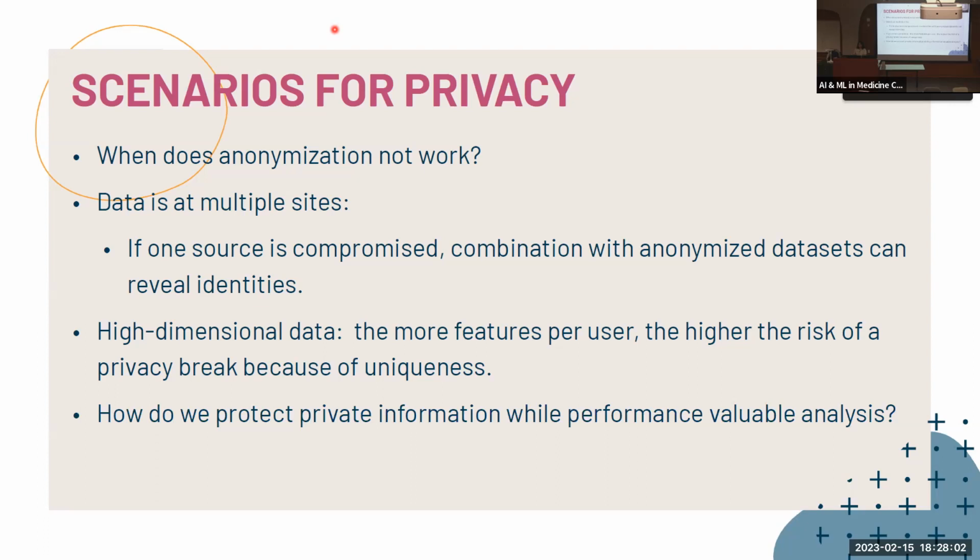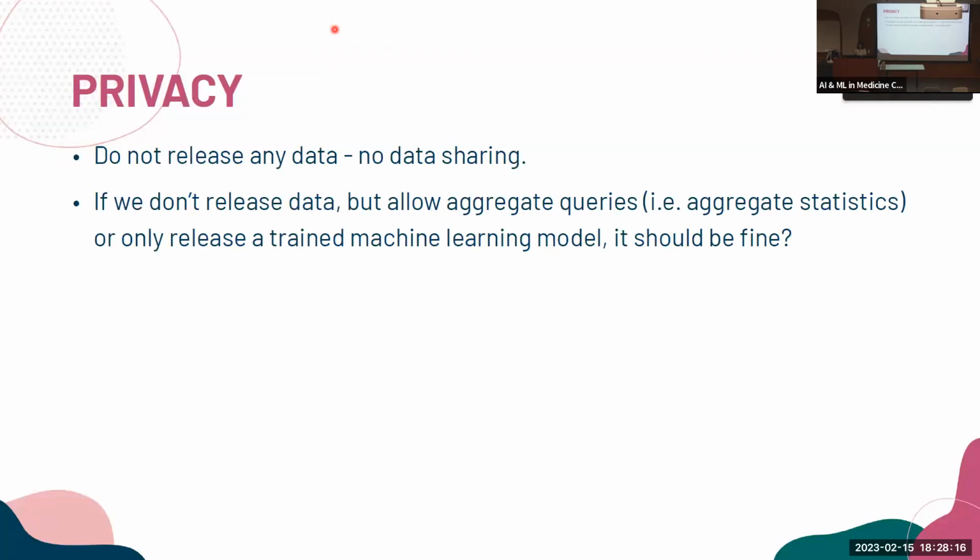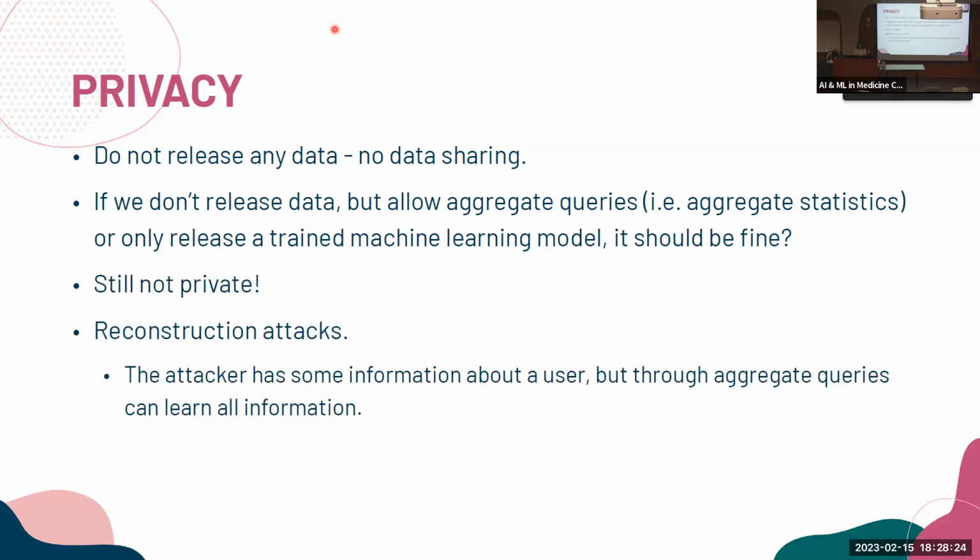So if anonymization, any kind of anonymization doesn't work, then how can we protect private information and yet still be able to do some valuable analysis from the data? Well, one idea is, okay, let's just not even release any data. We're not going to release any data sets, but we'll allow some aggregate queries, like maybe some statistical queries, like what's the average age of people in this company, or what's the average salary, what's the median height, something like that. Or you could even have something complex like a machine learning model, and we're only going to release the parameters of that model.